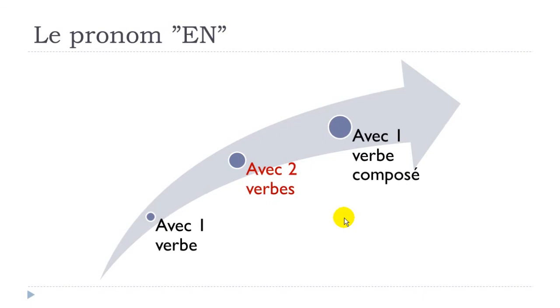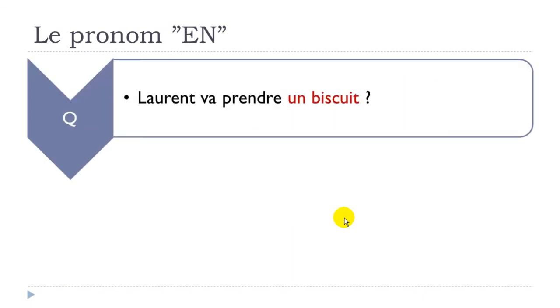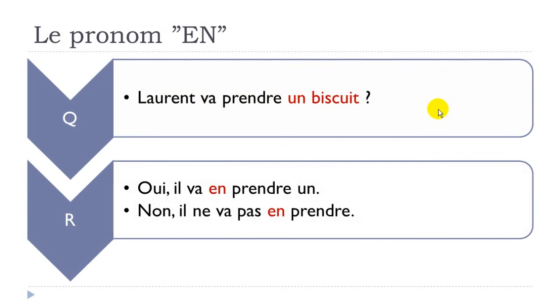Now we'll see the same structures but with two verbs, and the best way to construct with two verbs, if you want to make examples like that, is to construct that with the near future. Laurent va prendre un biscuit. Is going to take a biscuit. Laurent va prendre un biscuit. Oui, il va en prendre un.